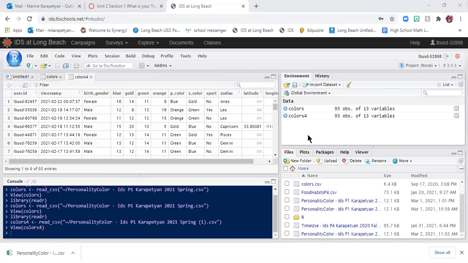All right, so if you see your personality colors data, however you named it, if you see it here in your environment pane, that means you are ready to use it, and you can use it when you complete the 2.3C data activity, sorry.